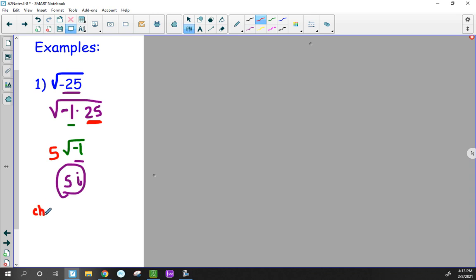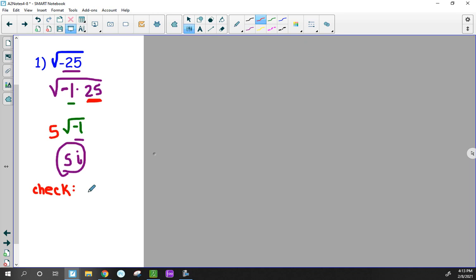Now let me show you why it works very quickly so you can see the math behind it. Remember that a square root means, again, what number times itself can give me negative 25 back. I just got the answer of 5i. So that means 5i times itself. Let's see what happens. 5 times 5 is 25.